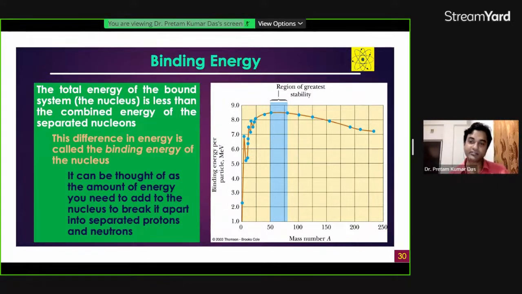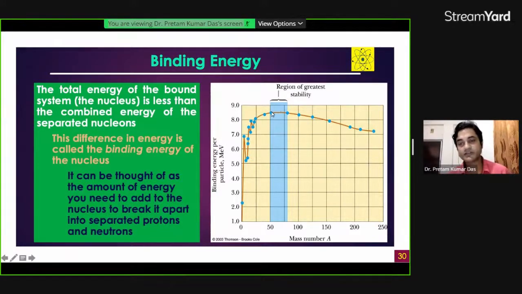Then you can see that inside the star, the maximum fusion that can happen is silicon burning. There is no iron burning. So why can iron not be burned inside the star? If you want to explain that, you have to come here also.